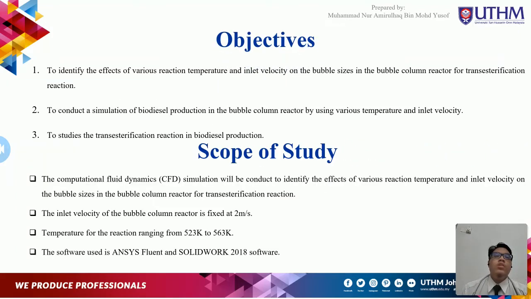Now we continue for the objective. The objective is to identify the effect of various reaction temperature and inlet velocity on the bubble size in the bubble column reactor for transesterification reaction. Second, to conduct a simulation of biodiesel production in the bubble column reactor by using various temperature and inlet velocity. Next, to study the transesterification reaction in the biodiesel production.